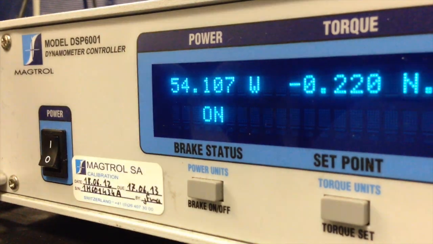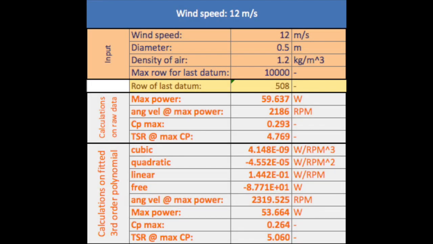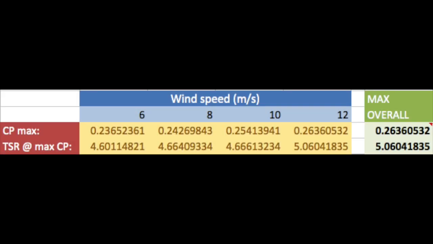The maximum power produced at 12 meters per second wind was around 54 watts. The corresponding angular velocity was 2,319 RPM, and this was well below the 3,000 RPM limit. The maximum value for the power coefficient was 0.264, and the associated tip speed ratio was 5.06. The turbine performed remarkably well.